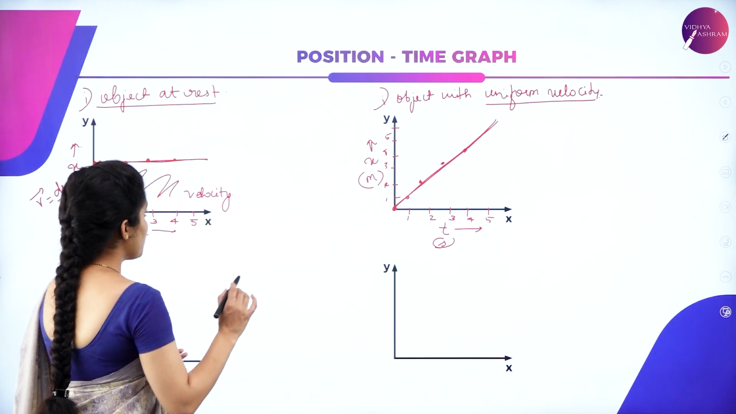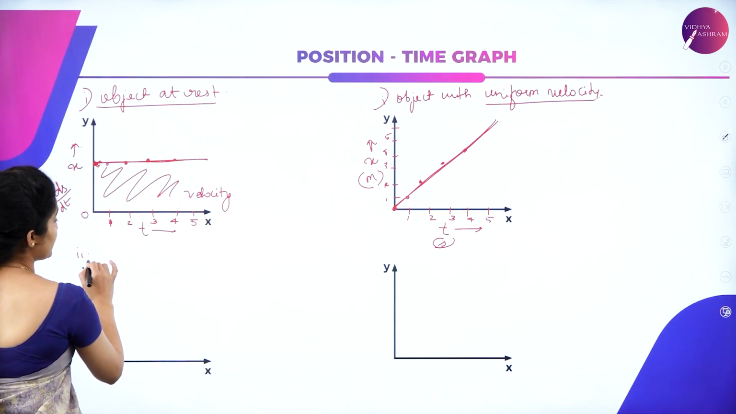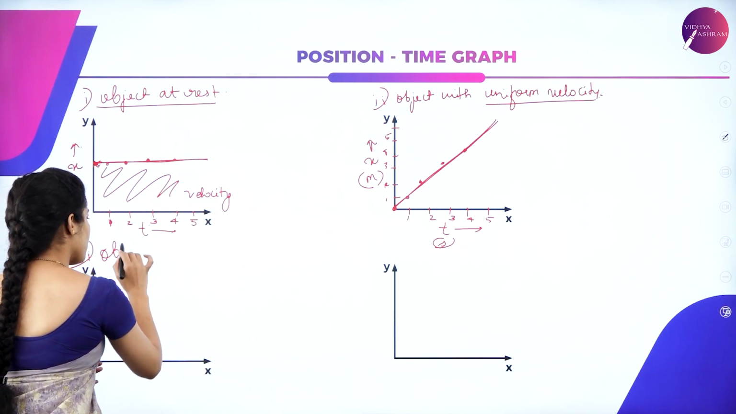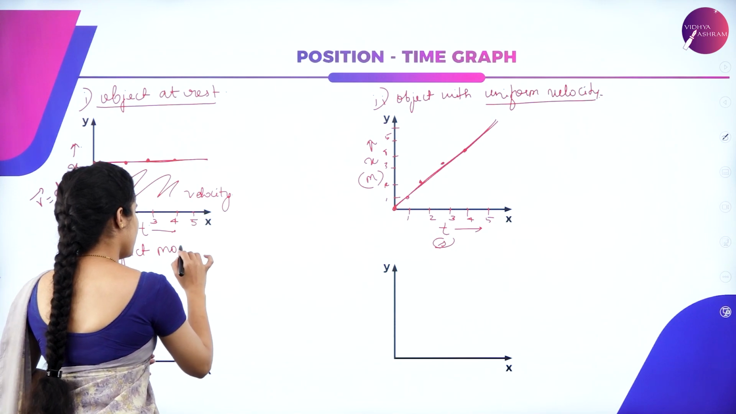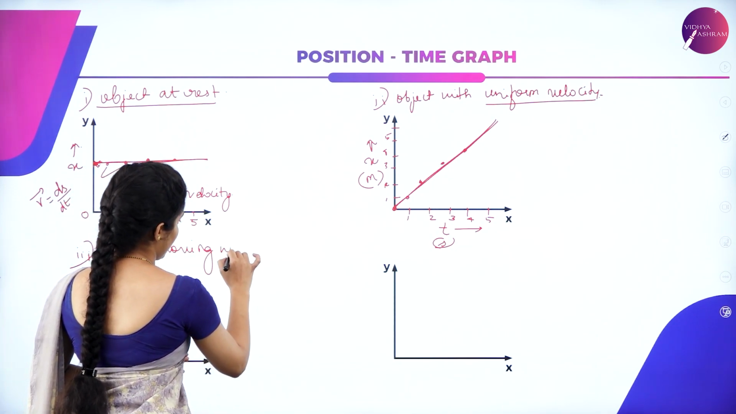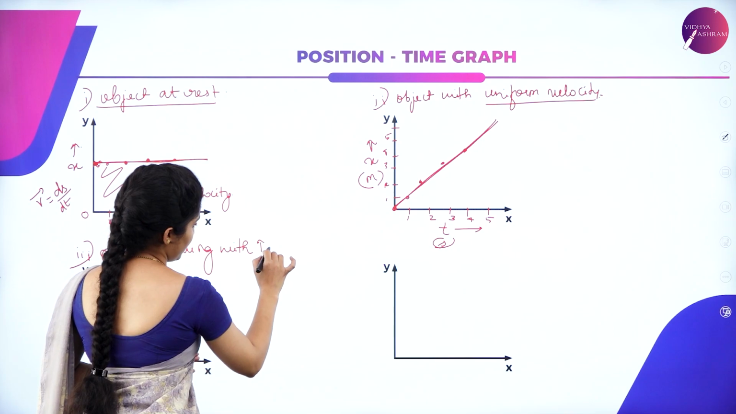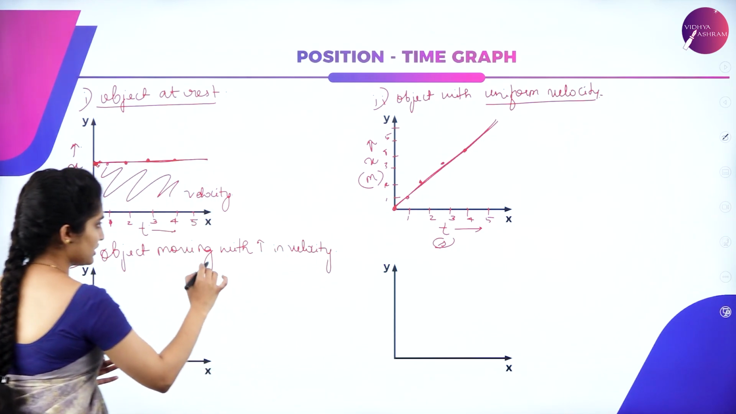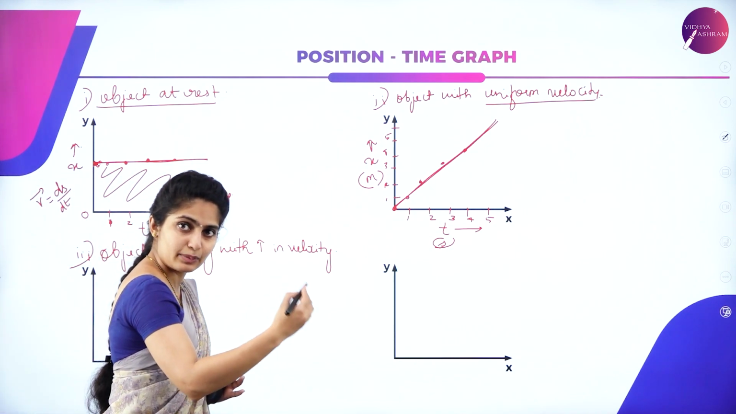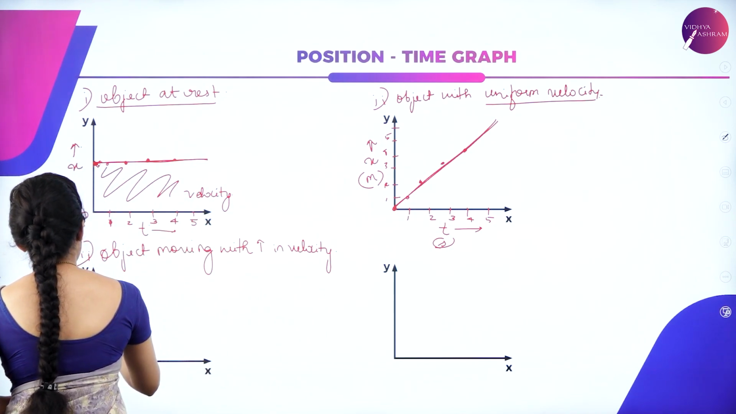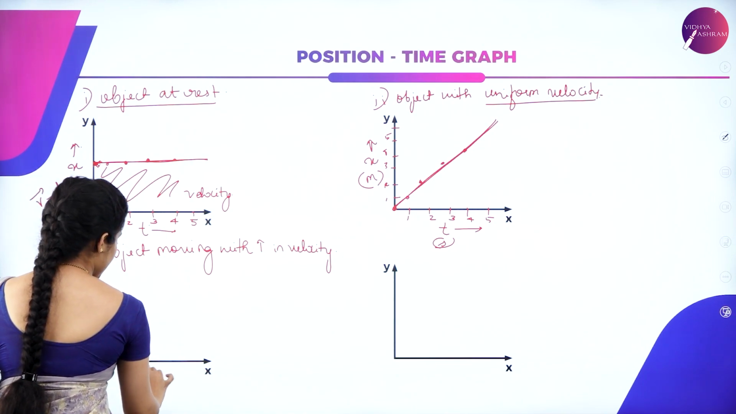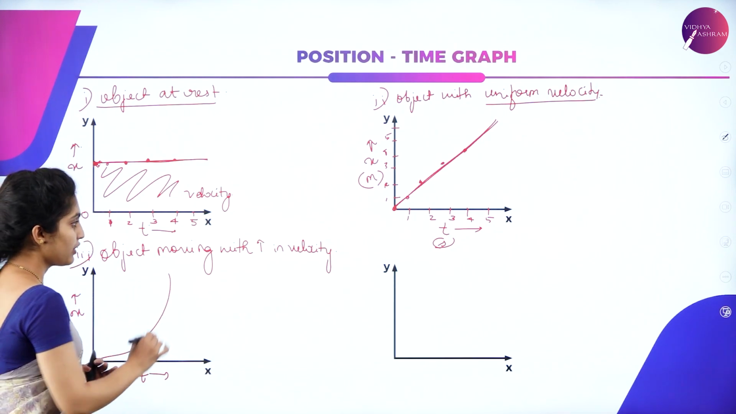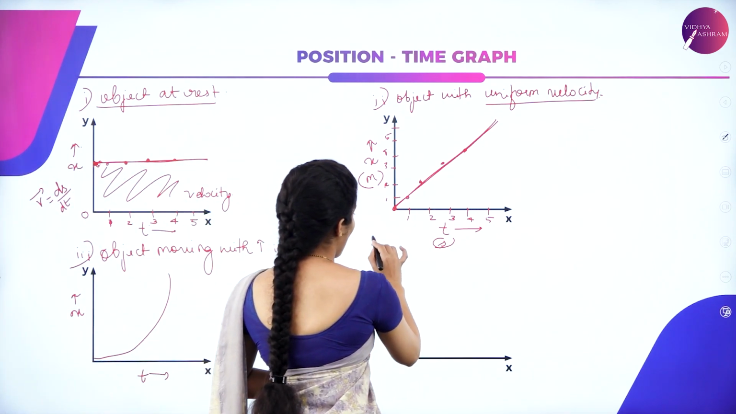Next, we have object moving with increasing velocity. So this will be the third one. This is the second one. Object moving with increase in velocity. Increase in velocity means it is not uniformly increasing, it keeps on increasing. So then you have x in meters, t in seconds. So you have this kind of a graph.